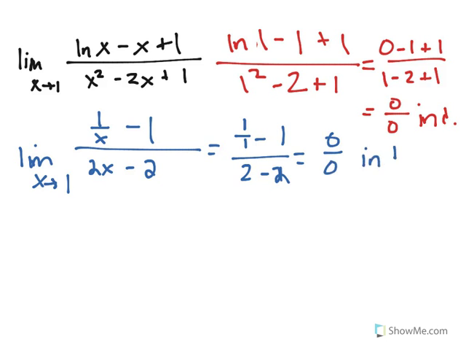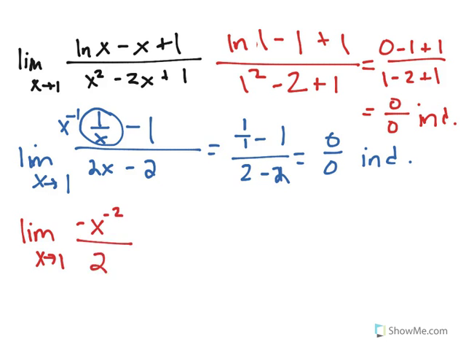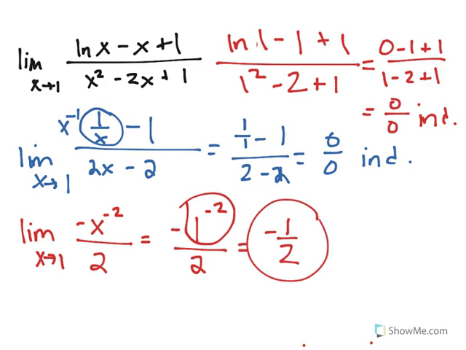And once again, I get 0 over 0. It's indeterminate again. Let's say we're doing it a third time, but I'm going to convert this to x to the negative 1 before I begin, so I'm ready to work. And I get the limit as x approaches 1 of negative x to the negative 2 over 2, which equals negative 1 to the negative 2 over 2, which equals negative 1/2. 1 to any power is still 1. That's why it works out like that.